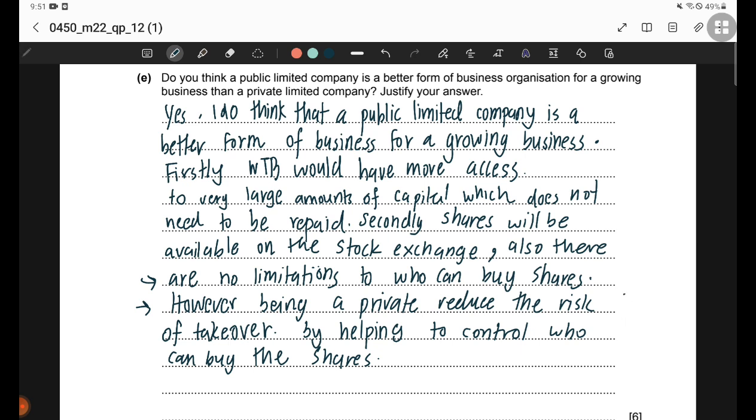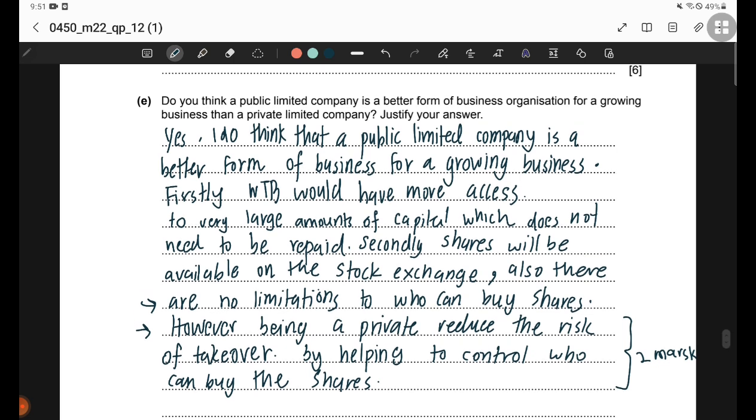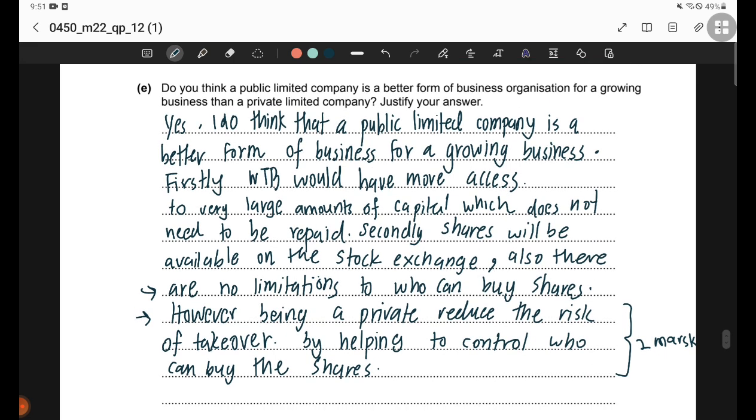You will get 2 marks. Well, one for mentioning the risk of takeover, and then another one for helping to control who can buy the shares.